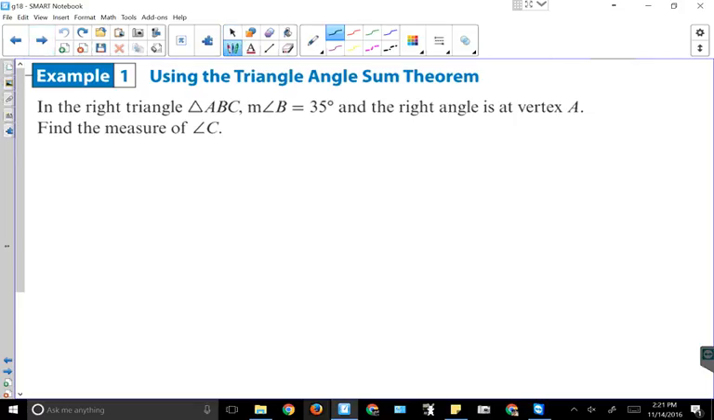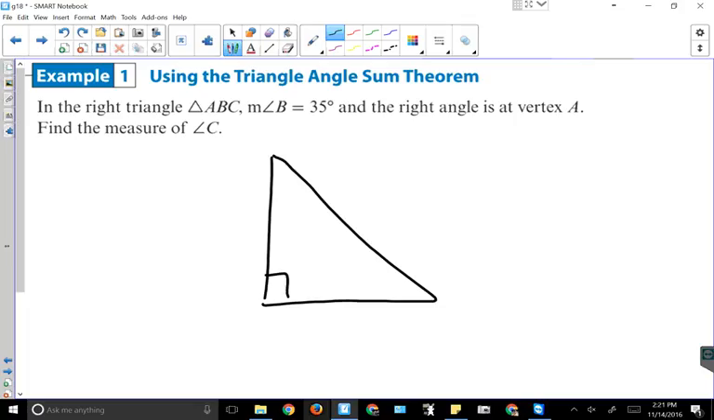So it says, in the right triangle ABC, B is equal to 35 degrees. The right angle is at vertex A, and find the measure of C. Make sure that you take the time to read through it. Otherwise, what generally happens is people say, oh, we're going to make a right triangle. Okay, so they make the right triangle. They don't put the vertices in the right spots, so that ends up causing a little bit more of a problem.